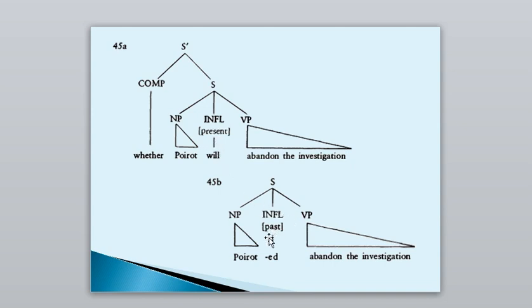Look at another example. Poirot abandoned the investigation. So you see here we don't have an auxiliary. So if we use inflection instead of auxiliary, we can put here ed. This is the past tense, you see here. So in this sentence we don't have an auxiliary, but there is no problem because we have a kind of inflection, past inflection. So from now on we can use inflection instead of auxiliary in the tree diagram. So this is the head of the sentence, inflection, you see here.